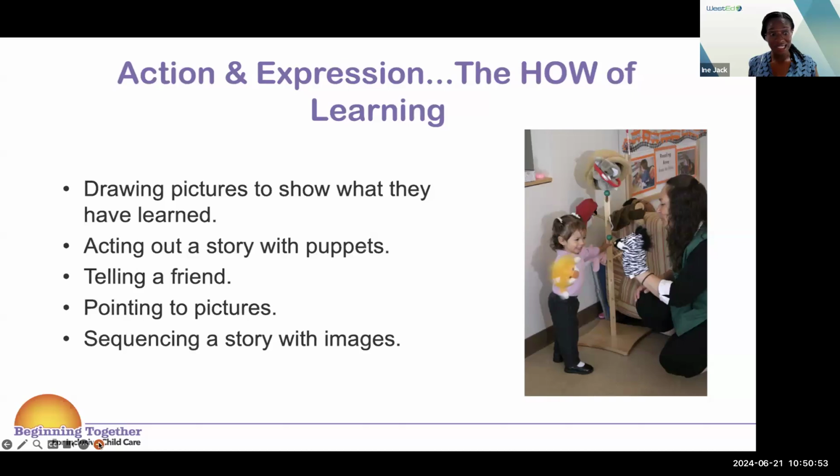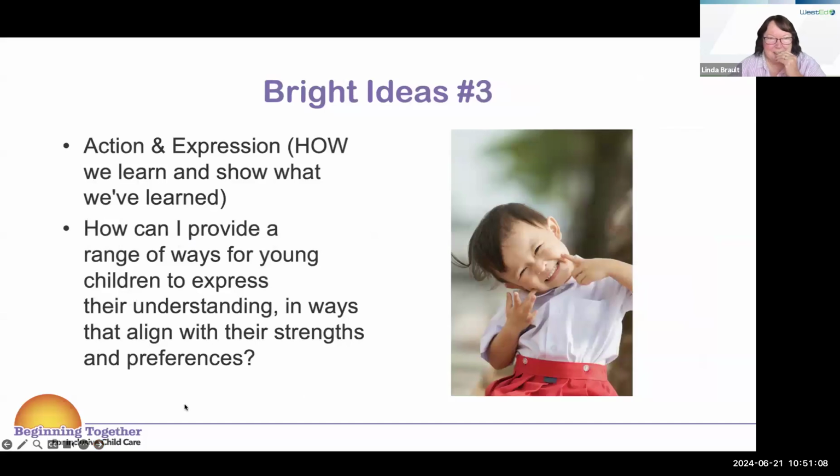Yes, because, like I have learned recently because of my journey, communication happens right outside the womb. As soon as they are here on this earth, they are communicating with us one scream at a time. So our final bright idea is: how can I provide a range of ways for young children to express their understanding in ways that align with their strengths and preferences? Last minute.